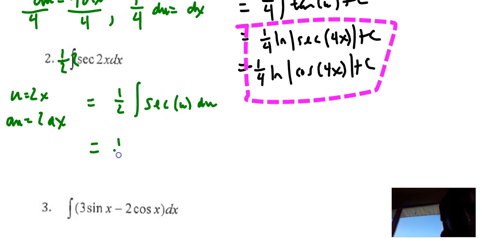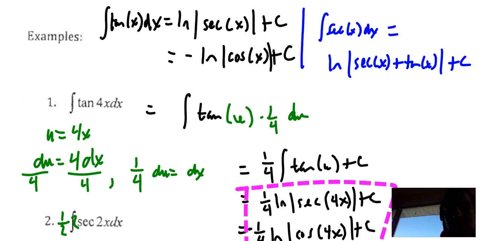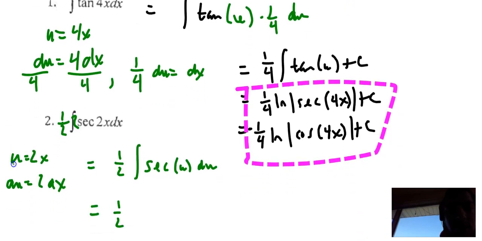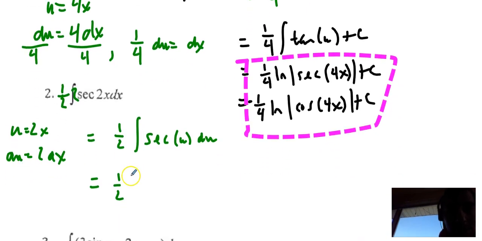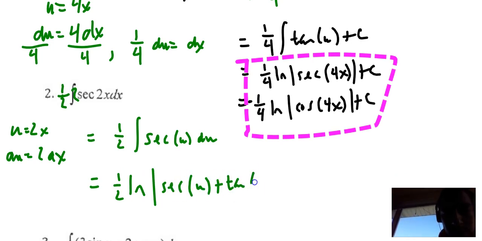And the formula that we just had, hopefully you wrote it on the top of your paper. If you didn't, pause the video to do so. We're going to have 1/2 natural log of absolute value of secant of u plus tangent of u plus c. Make sure you close that absolute value.